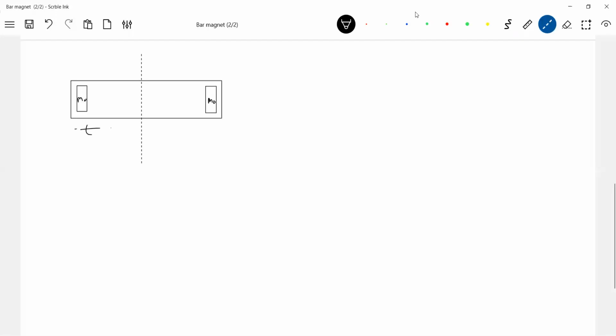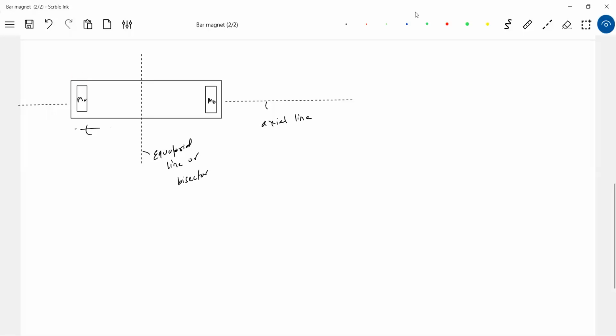Now there are two axes. I'm going to define them. This is called the equatorial line, or bisector. This is called the axial line. Okay, fine. So these are the things. It's also called the broadside-on position.